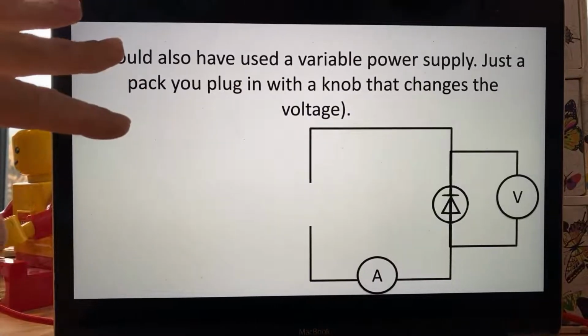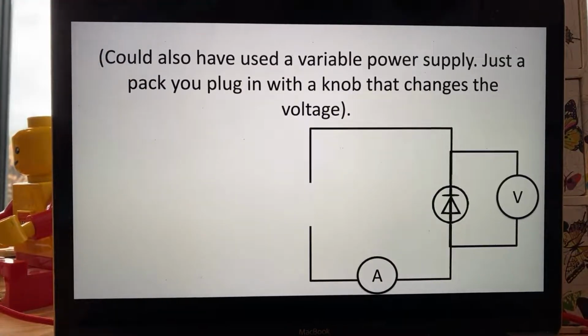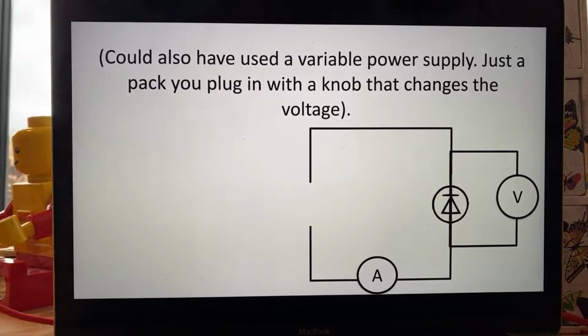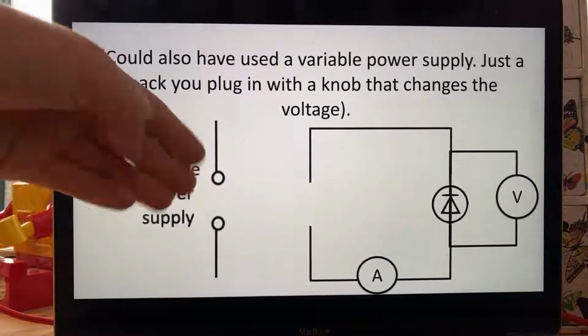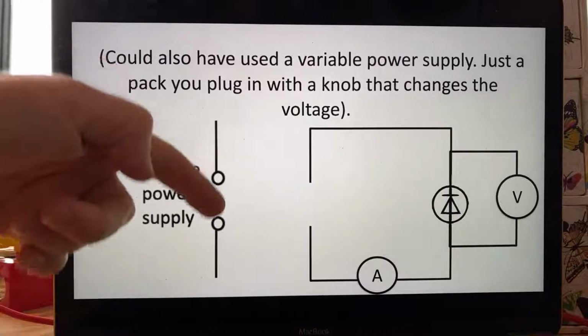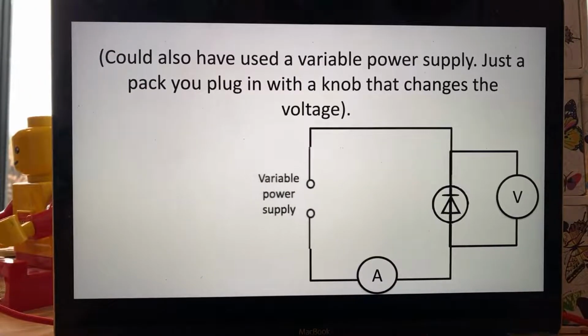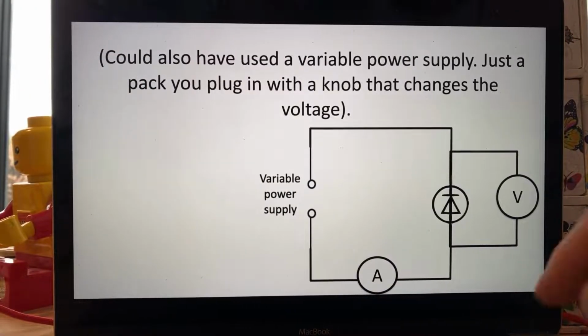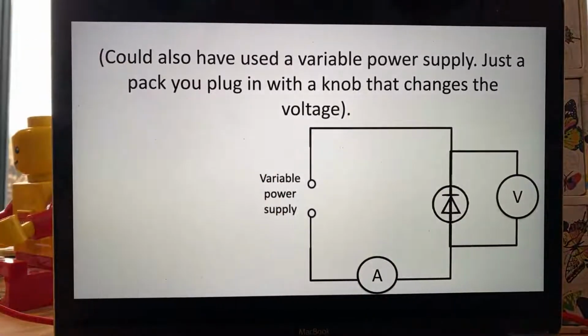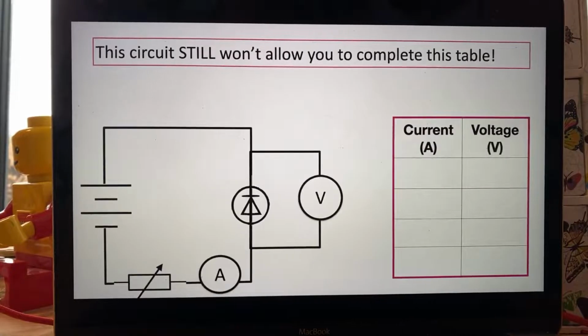We could also have used a variable power supply. That's another way of changing the voltage. This is just a pack that you plug in. It's got a knob on it that says 1 volt, 2 volt, 3 volt. So that's nice and easy. Here is the symbol for a power supply. I have written variable power supply to show that it's variable. But you could just stick that in the circuit as well, okay? So we don't have a variable resistor in this one. We've just got a power supply. You change the voltage of that. You obviously change the voltage across the diode. So that would be fine, either of those.